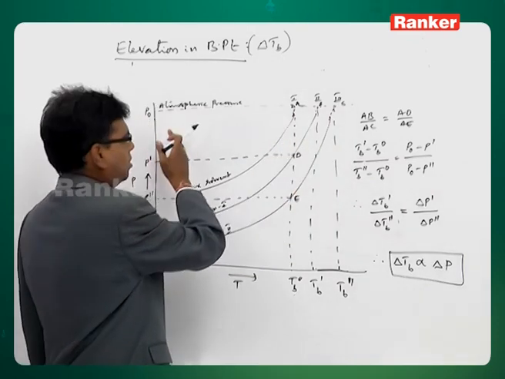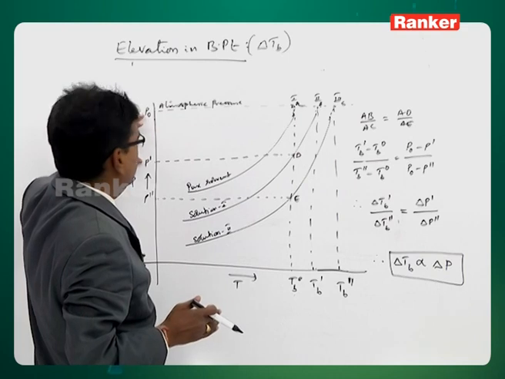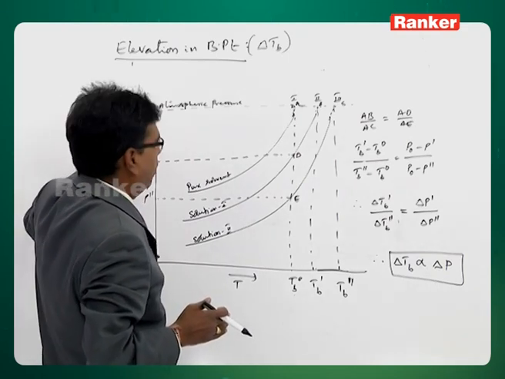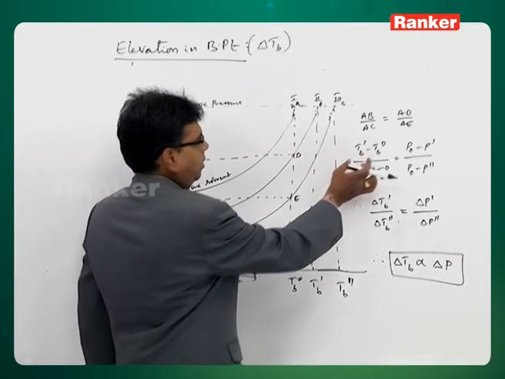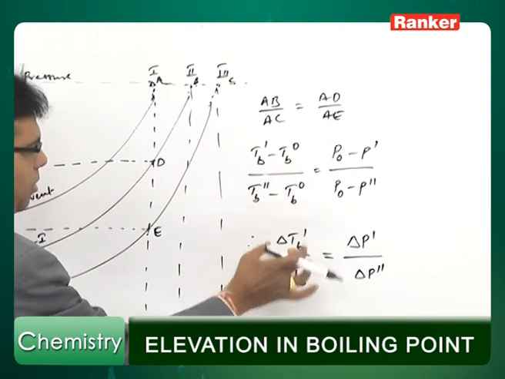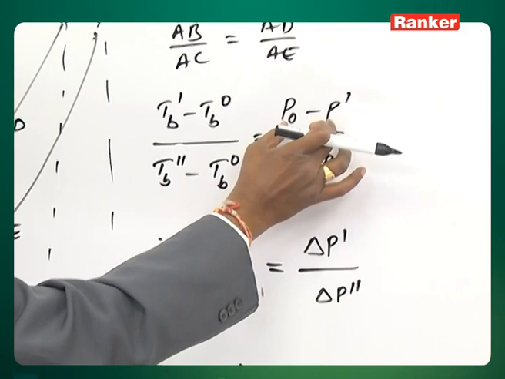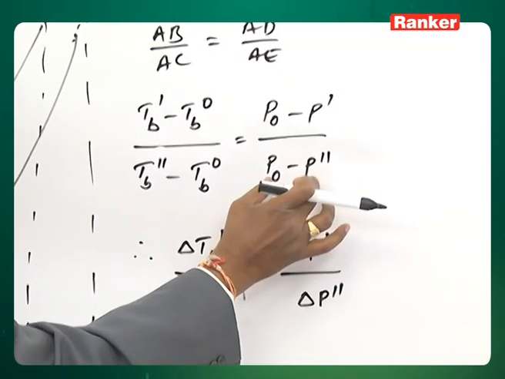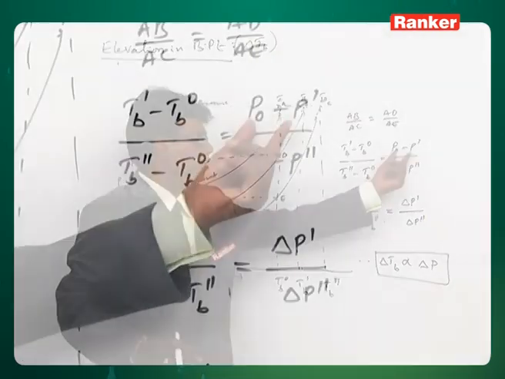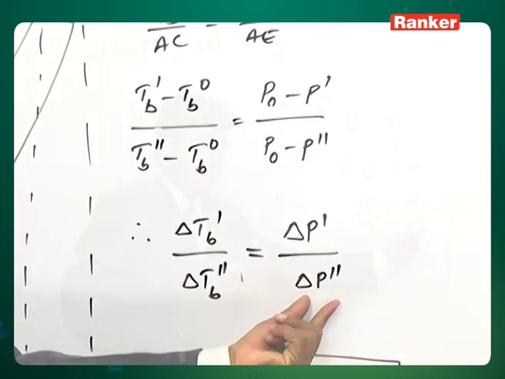And on the other side, on the y axis, AD by AE is nothing but P naught minus P dash divided by P naught minus P double dash. So that means elevation in boiling point of solution 1 divided by elevation in boiling point of solution 2 is equal to the decrease in vapor pressure of solution 1 divided by the decrease in vapor pressure of solution 2, the change in vapor pressure of solution 1 by the change in vapor pressure of solution 2.